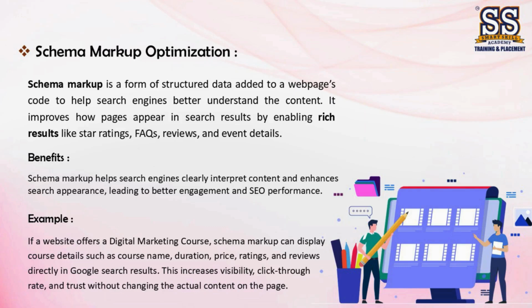The real magic happens on the search engine results page. By using schema, you enable rich results. This means instead of just a plain blue link, your site can display star ratings, FAQs, customer reviews, or even specific event details directly in the search results.